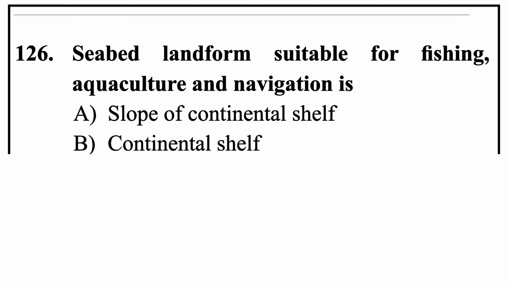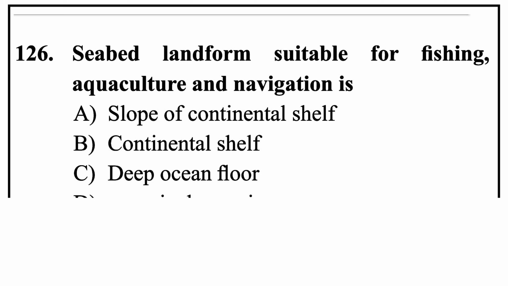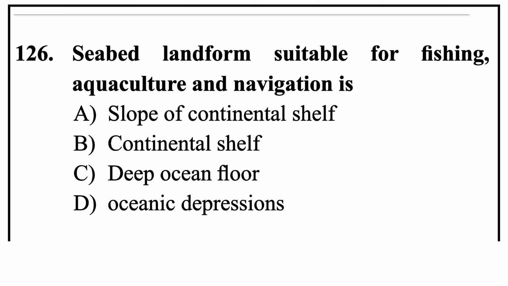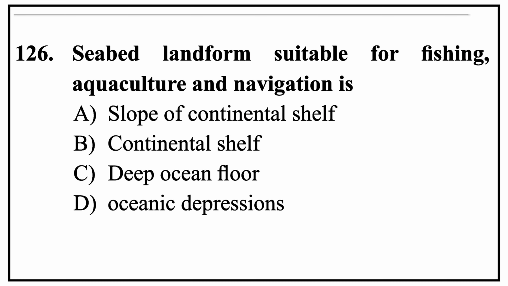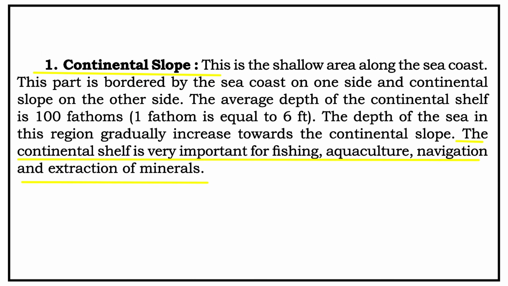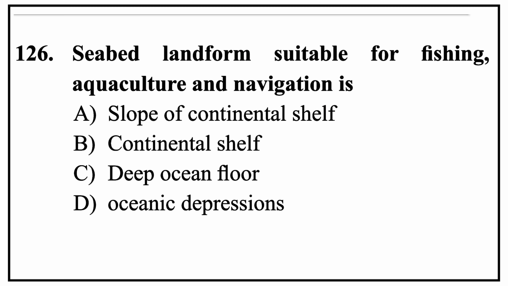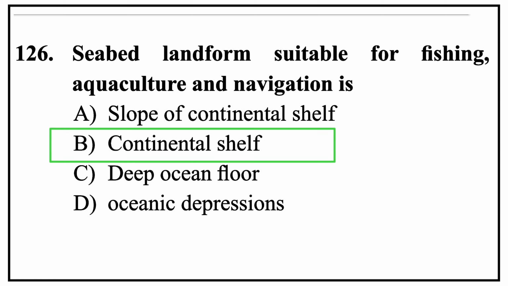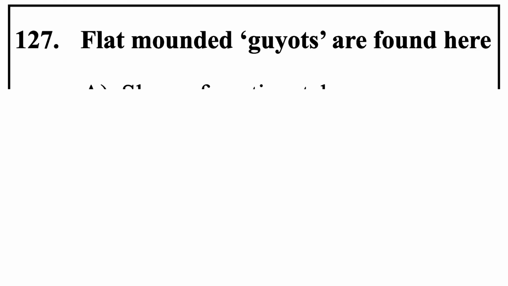126. Seabed landform suitable for fishing, aquaculture and navigation. Options are A. Slope of continental shelf, B. Continental shelf, C. Steep ocean floor, D. Oceanic depressions. Here is a clue. The continental shelf is very important for fishing, aquaculture, navigation and extraction of minerals. Option B is our right one. Shelf.